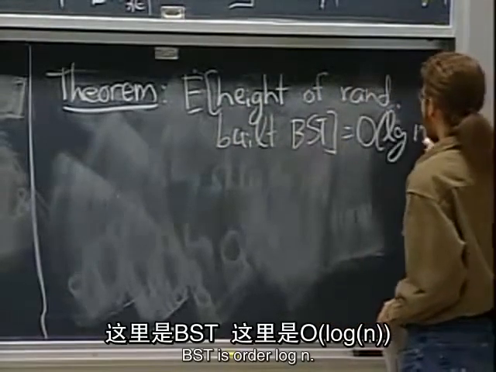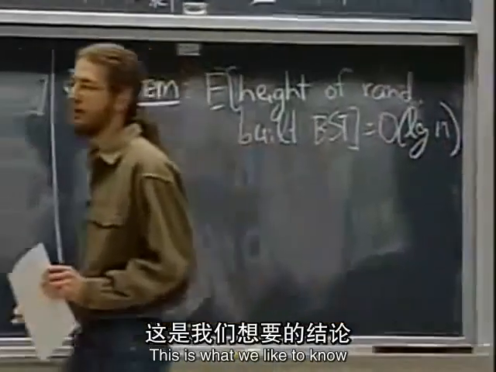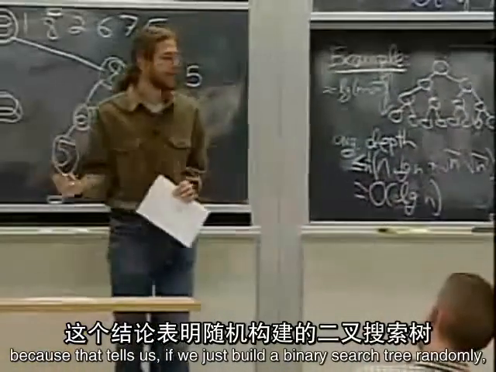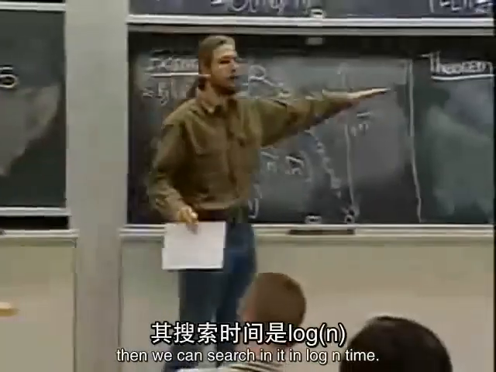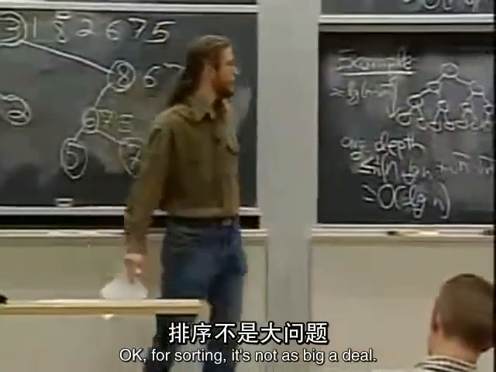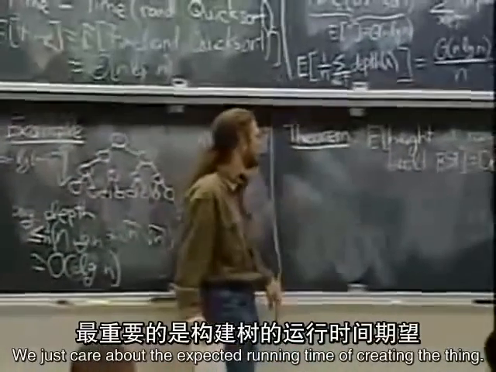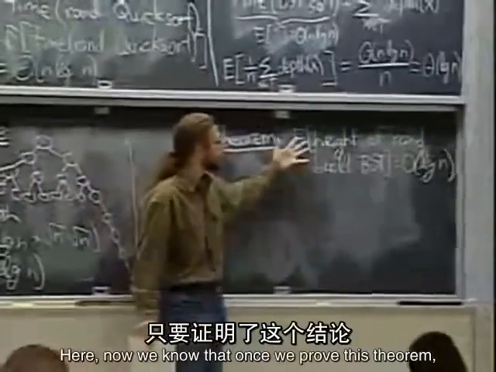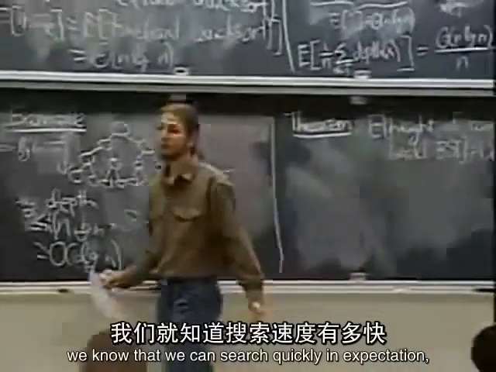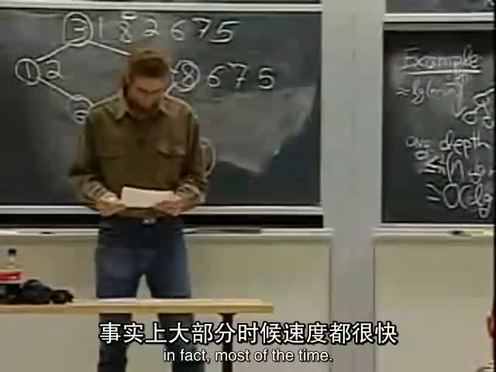Order log n. This is what we'd like to know, because that tells us if we just build a binary search tree randomly, then we can search in it in log n time. For sorting, it's not as big a deal. We just care about the expected running time of creating the thing. Here, once we prove this theorem, we know that we can search quickly in expectation, which is, in fact, most of the time.